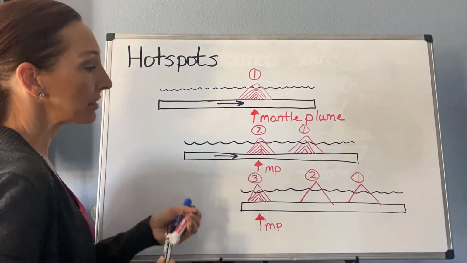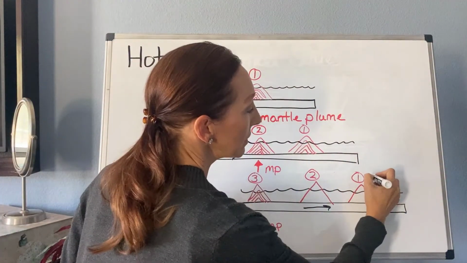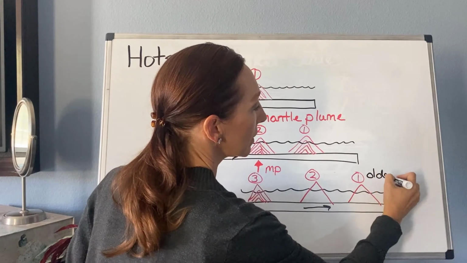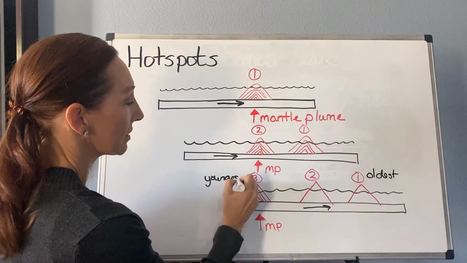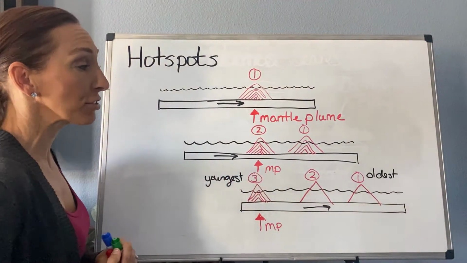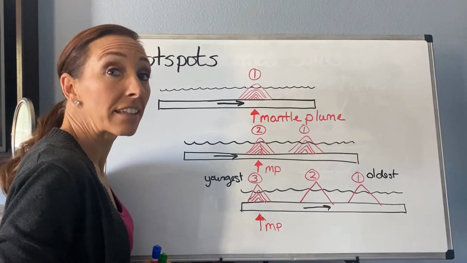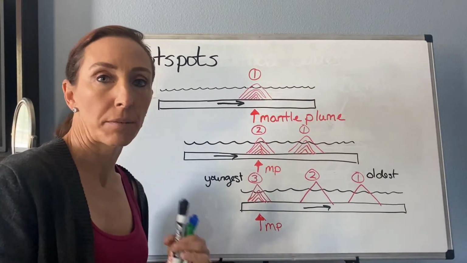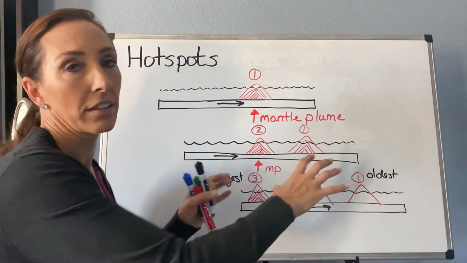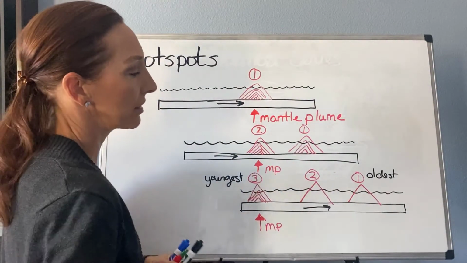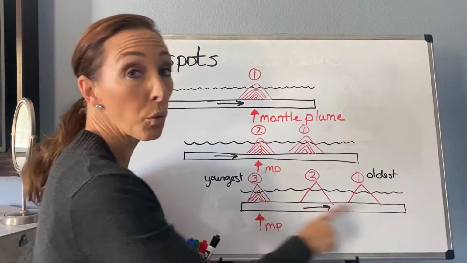And what we notice is that if we go oldest here, so here's my oldest, and then of course my youngest is right over that mantle plume, the plate is actually traveling in the direction of the oldest island there. Or if this was happening on land, something like Yellowstone in Wyoming, then these would be mountains that are actually on a continent. In our case, they are just volcanic islands. But the direction of plate travel is always toward the oldest.